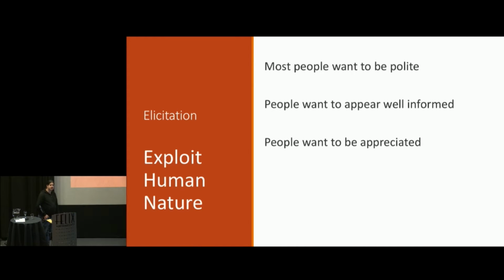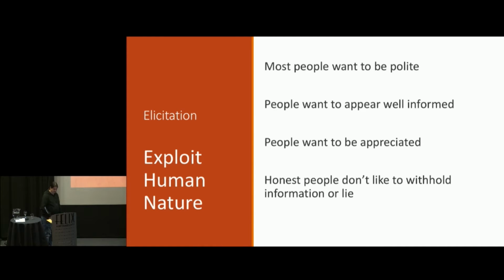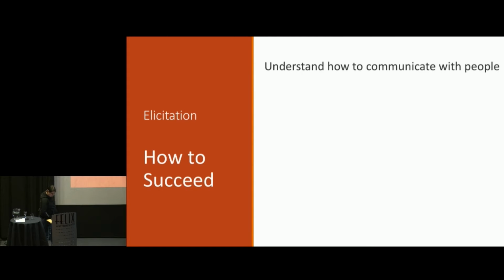People also want to be appreciated. So if you're going in there and you're polite, your pleases and thank yous, that also helps people trust you and also be more willing to give out information. And generally, a human trait is that people that are honest don't like to withhold information or lie. So not everyone is a liar. People do generally want to be nice and won't necessarily want to withhold information. So elicitation is largely about understanding how to communicate with people.